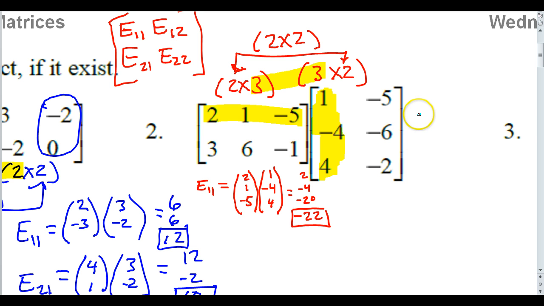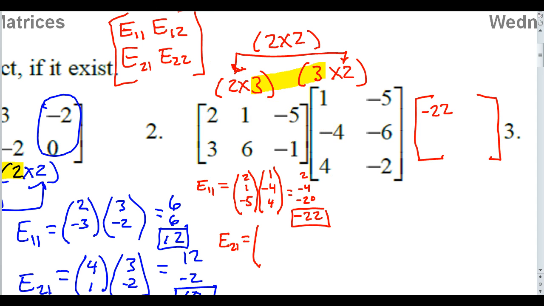Maybe I'll squeeze this in right here. The answer. So that tells me I have a -22 right here, element 1, 1. So I'll keep going. Now I'm going to do element 2, 1. That's row 2, column 1. So here I go, row 2.